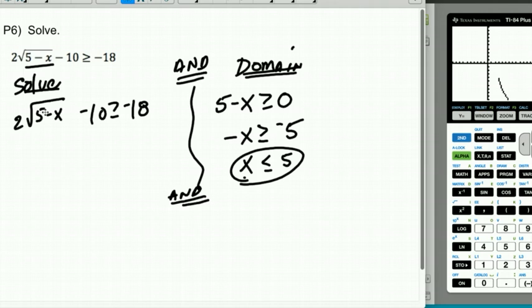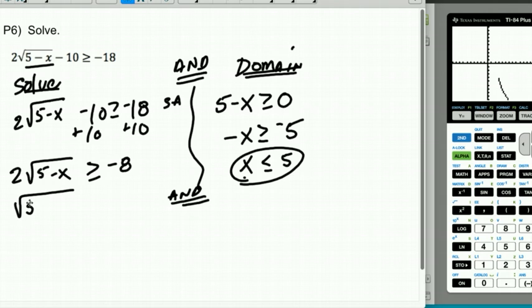But the other thing that's going on is that I need to solve down here using SADMAP. So I'm going to do subtraction and addition first. I'll add the 10 over and get 2 root 5 minus x is greater than or equal to -8. Now again, at this moment, some of you might be able to spot a trick, and we'll go back to that in a second. So next, I'm going to divide by 2, and I'm going to get root 5 minus x is greater than or equal to -4. Again, at this point, some of you might be able to spot a trick. To get rid of the exponent, I'm going to square both sides. So I'm going to get 5 minus x is greater than or equal to 16.